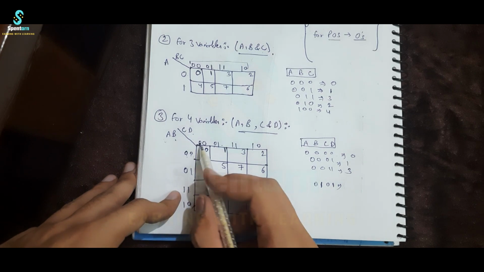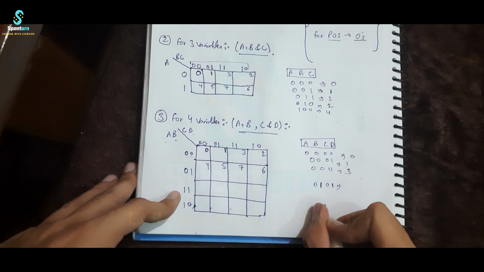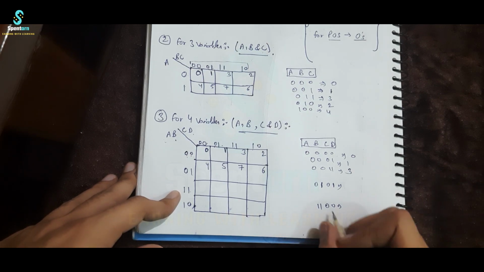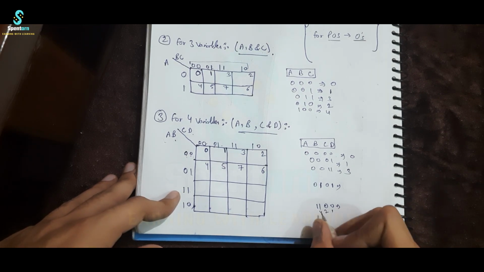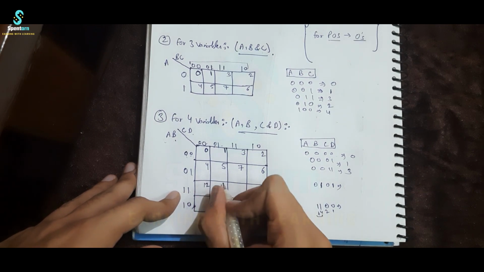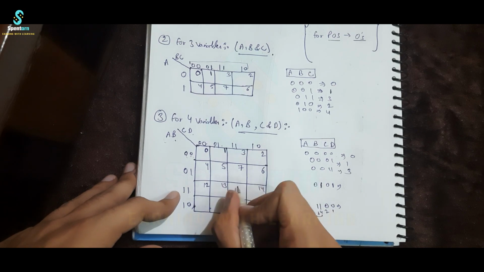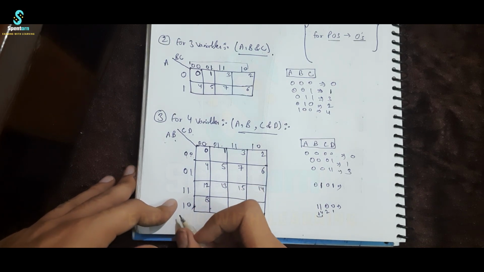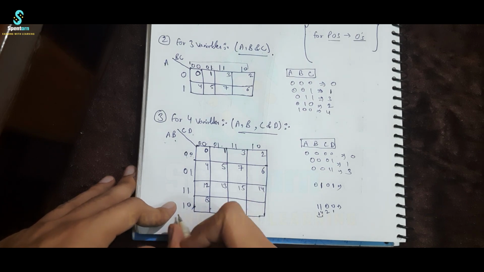Now 1, 1, 0, 0. What is the value of 1, 1, 0, 0? If we convert it into decimal, it would be like 1, 2, 4, 8. So 8 and 4, 12. We will be getting 12 here. Then 13 we will get, then 14 here, and 15 here, and 8 here. I think you know how we are getting the cell values now.